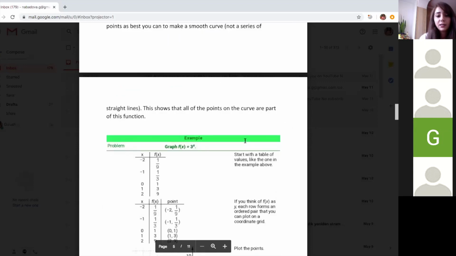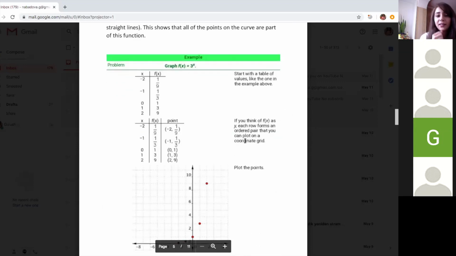And another example. Please explain this example. f(x) is equal to 3 to the x. Who wants to explain this?